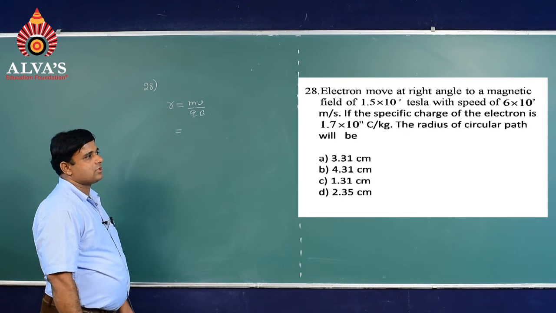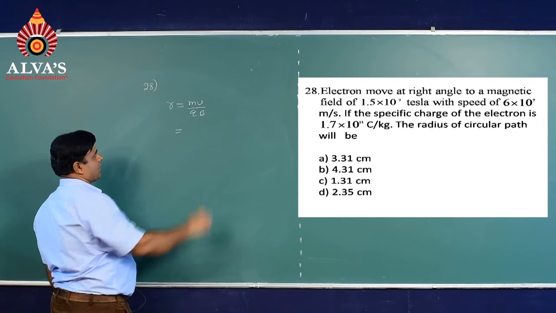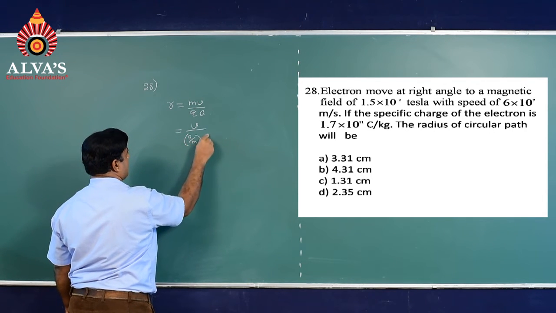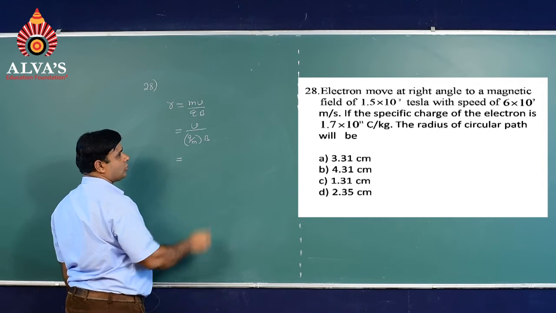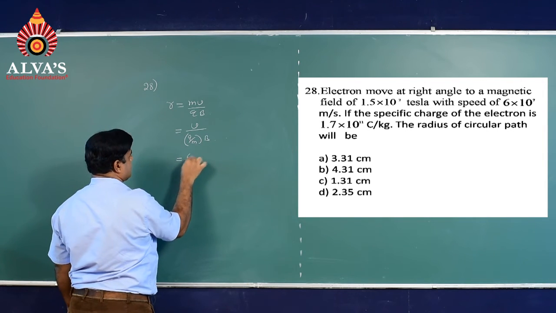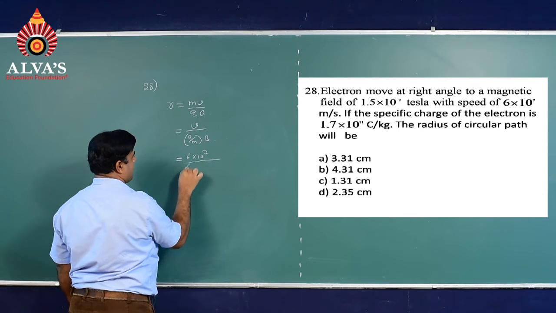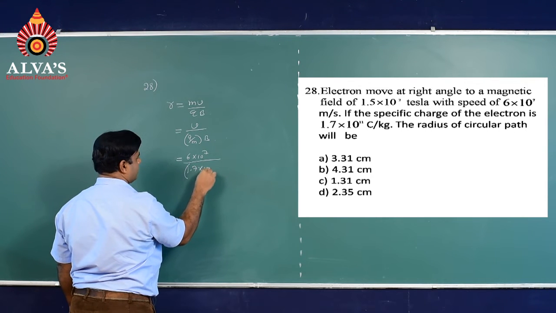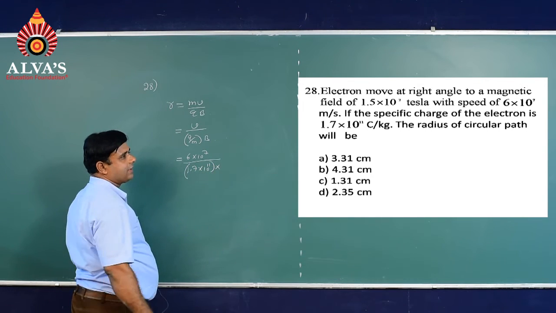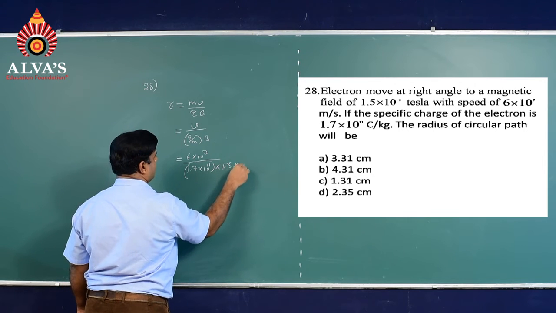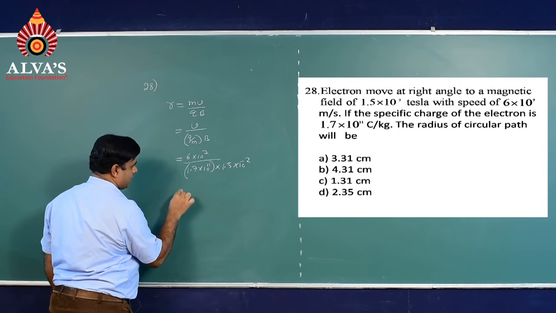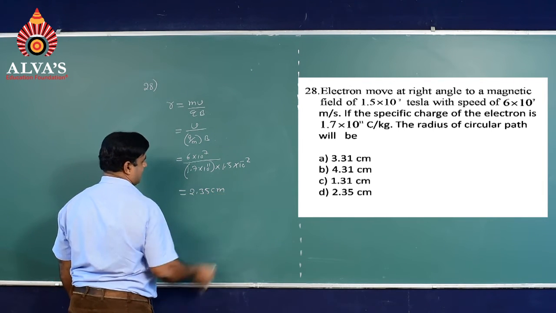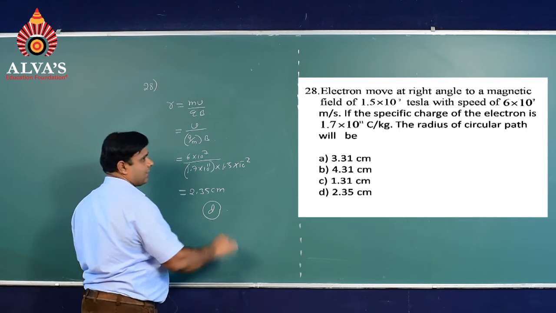Specific charge is given, which is nothing but charge per unit mass. So, I will bring mass to the denominator, v by q by m into B, where v equals the speed, which is given as 6 into 10 to the power 7. Charge per unit mass is the specific charge, which is 1.7 into 10 to the power 11, into the magnetic field, 1.5 into 10 to the power minus 2. Simplify that, which comes equal to 2.35 centimeter. So, the answer is D.